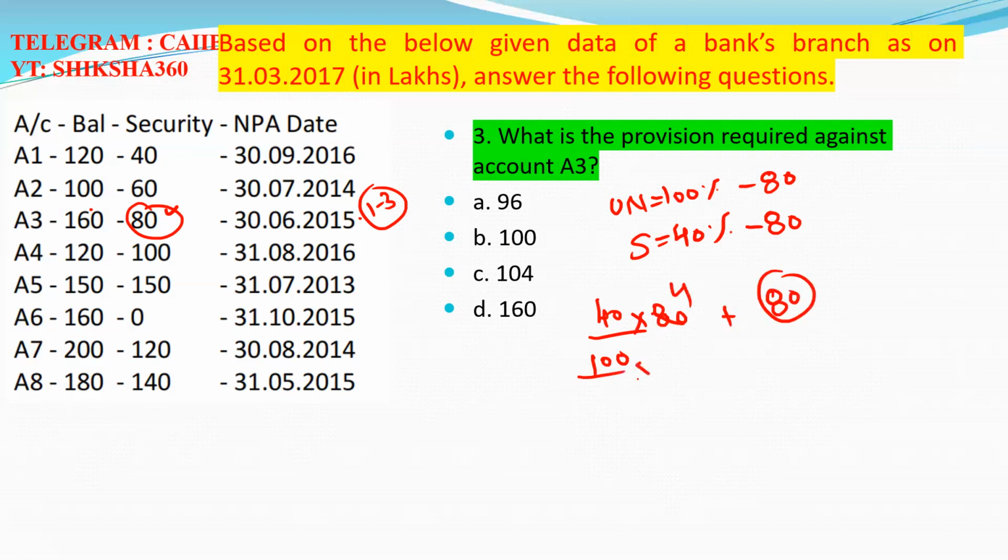This is 4, this is 5, this is 1, this is 8. 32 plus 80. Question number 3. Clear? 40%.